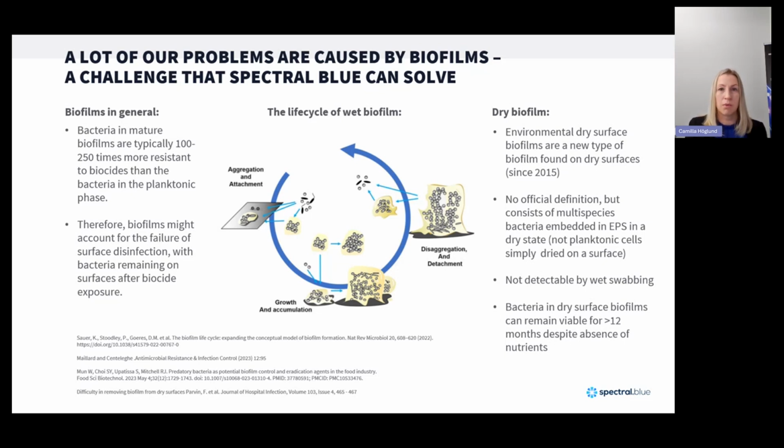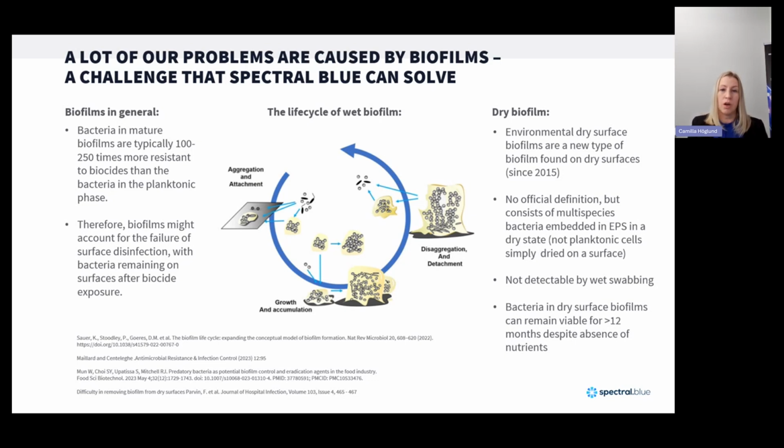So once you have gotten some biofilm formation in your premises, it could be really difficult to get rid of. And dry biofilm is perhaps even more difficult because it's not really detectable by wet swabbing, so it can be difficult to establish that you have dry biofilm formed in your premises, but it's very typical that it will be formed in quite dry, sterile environments where you use a lot of chemicals.